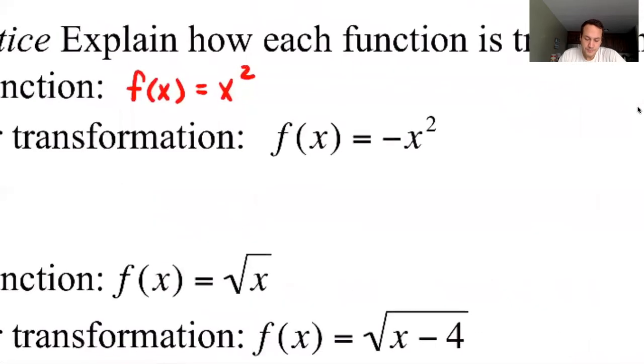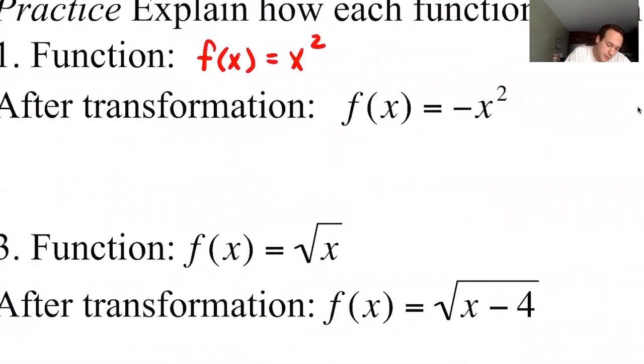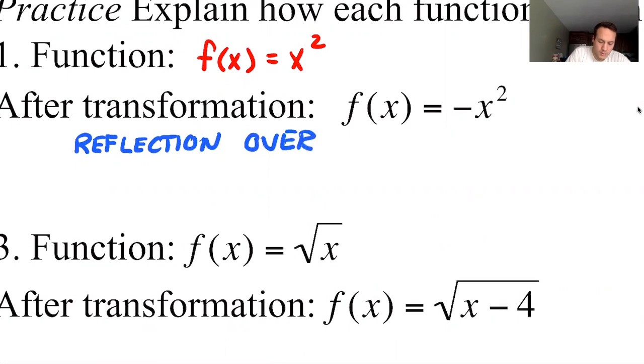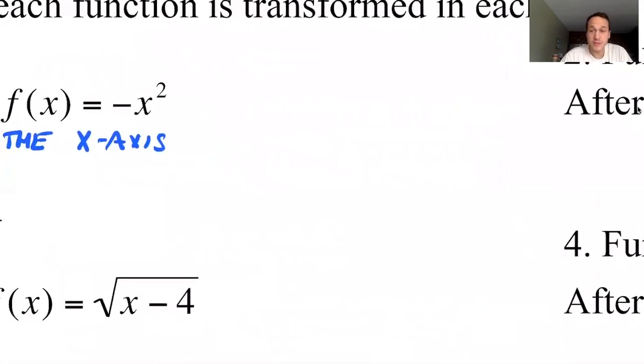Okay, so if I take the square root of x squared and change it to negative x squared, this is going to be a reflection over the x-axis. How did I know it was over the x-axis and not the y-axis? There's no parentheses, so the negative comes out in front of the function itself, okay? There's no other transformations in that one, so we are good to move on.